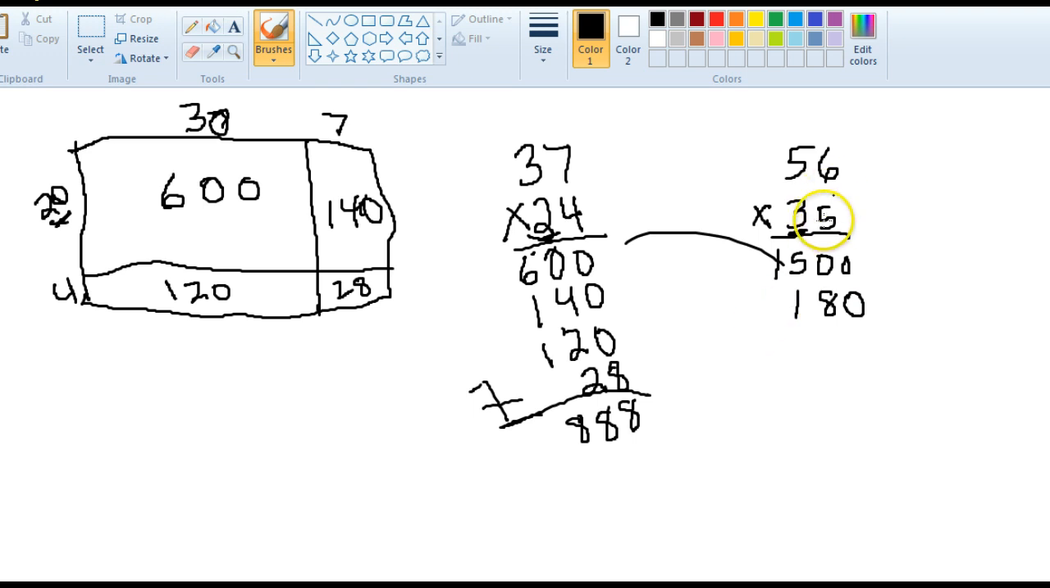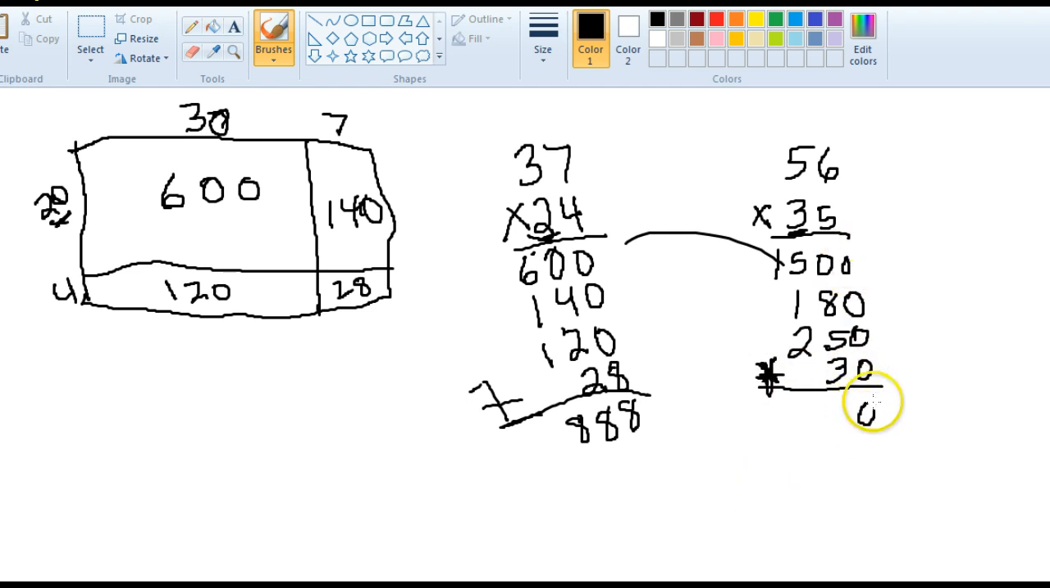Now we're going to multiply by our ones digit in our multiplier, but we're going to start multiplying the tens. 5 times 50. 5 times 50 is 250. And then 5 times 6 is 30. That's the ones times the ones. And that's a plus, not a multiplier. There we go. And we add it all up.